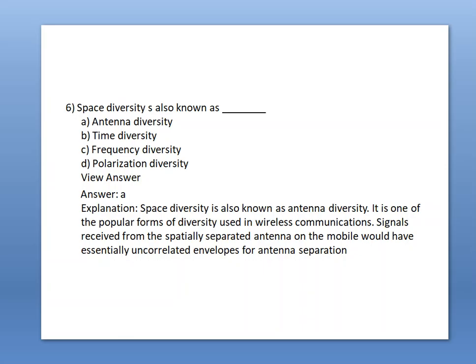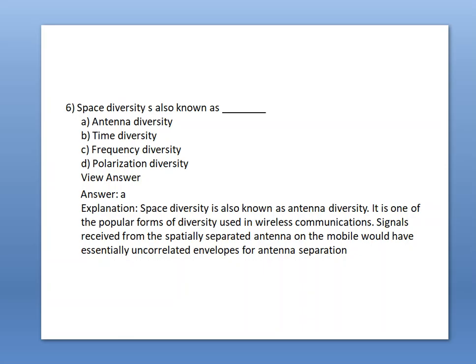Space diversity is also known as antenna diversity. It is one of the popular forms of diversity used in wireless communication, like in MIMO and massive MIMO. Signals received from the spatially separated antennas on the mobile would have essentially uncorrelated envelopes for antenna separations. Here, OFDM plays an important role.